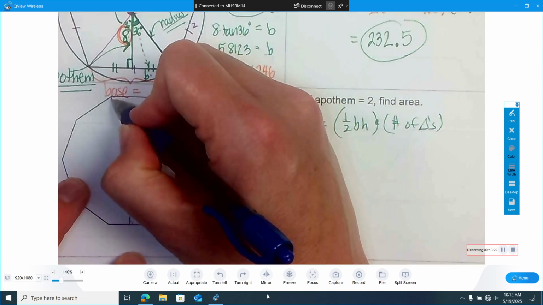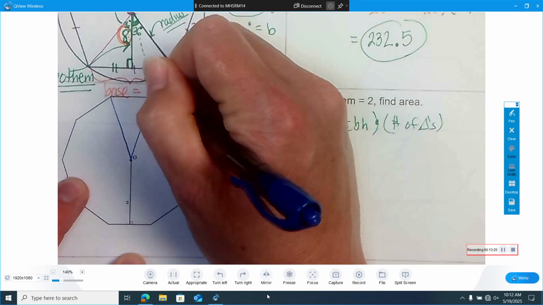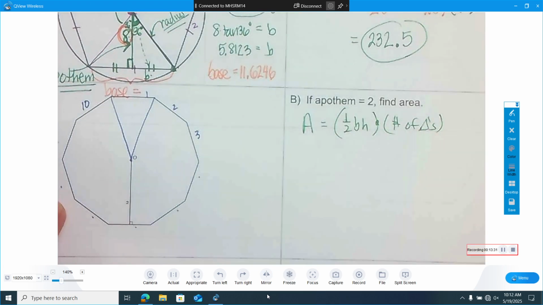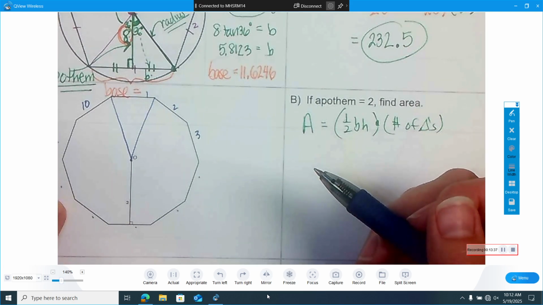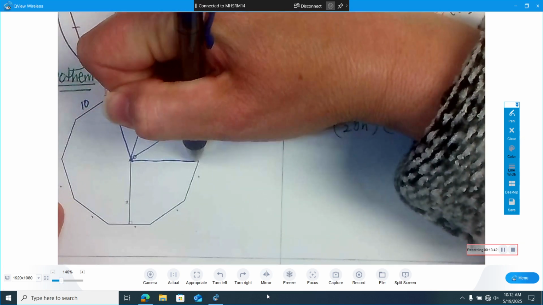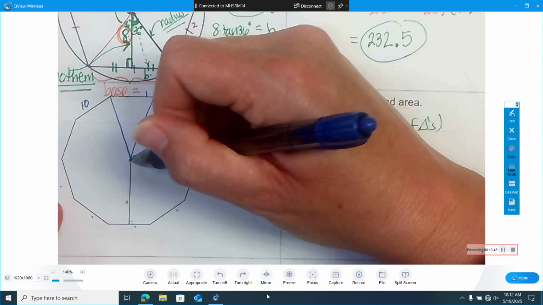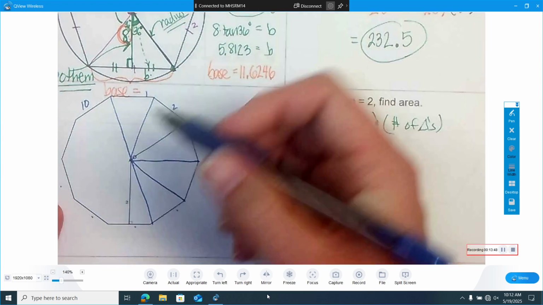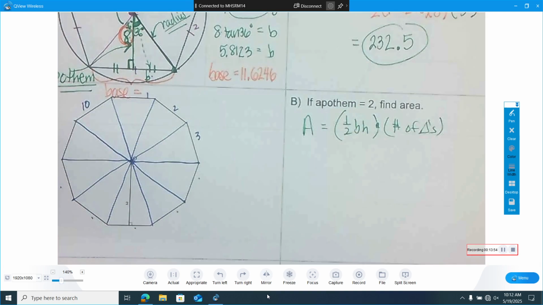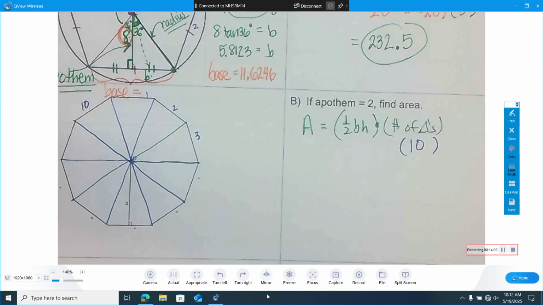So let's see. I guess I want to know how many sides I have. 1, 2, 3, 4, 5, 6, 7, 8, 9, 10. I have 10 sides here. So how many triangles am I going to have? I guess we better check this, huh? I got too many different answers from you guys. 1, 2, 3, 4, 5, 6, 7, 8, 9, 10. How many triangles do we have? 10 triangles, 10 sides. So the number of triangles we have is 10.